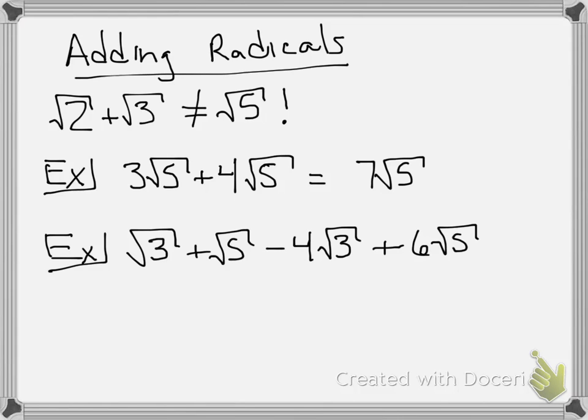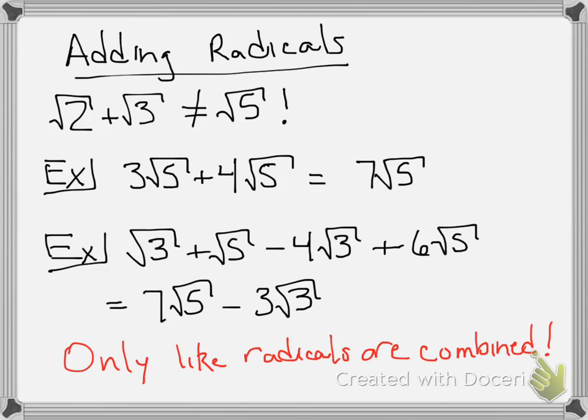Okay? Let's look at a trickier case. We've got the square root of 3 plus the square root of 5 minus 4 square root of 3 plus 6 square root of 5. And that simplifies to 7 square root of 5 minus 3 square root of 3. What we've done here is we've added like radicals. So we've got the square root of 5 plus 1 square root of 5 plus 6 square root of 5 equals 7 square root of 5. And we've got a 1 square root of 3 minus 4 square root of 3 gives us negative 3 square root of 3. Okay?